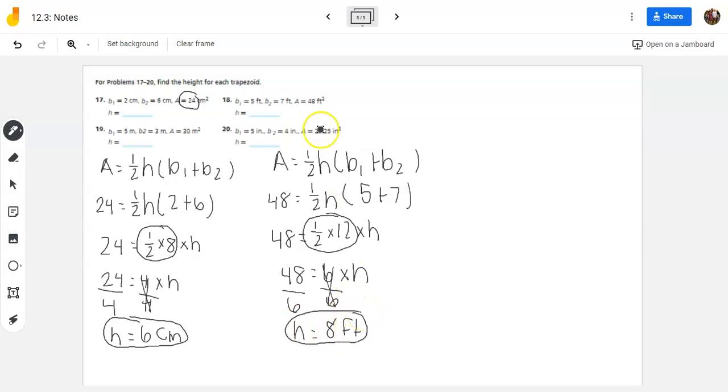And remember, when you're finding like the height or the base or something, those aren't squared. Only area is squared.